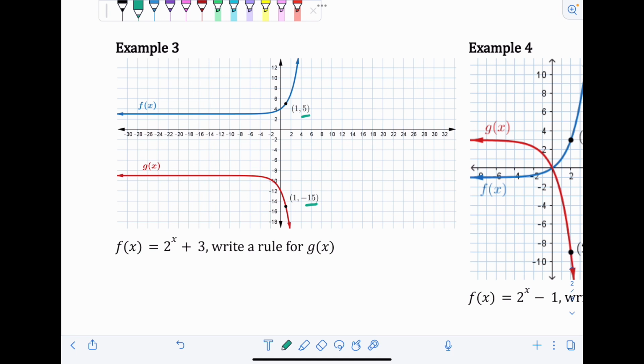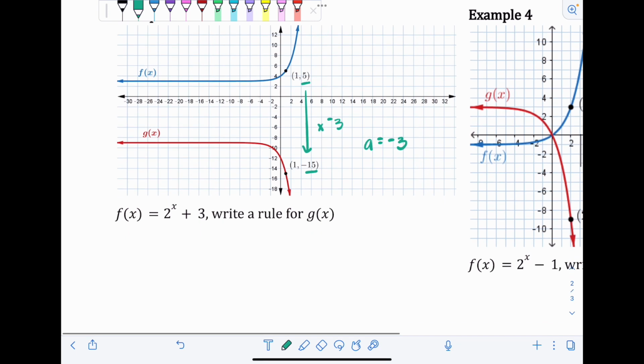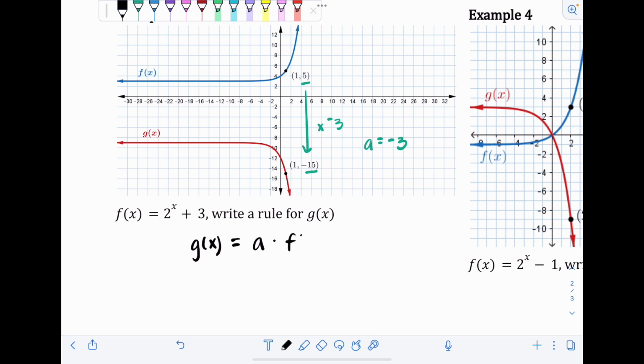We just have to figure out what the scale factor is that's getting us from that y-coordinate of 5 to negative 15. To get from 5 to negative 15, I have to multiply by negative 3. So I can just say a equals negative 3, and that's going to be enough to help me set up my function. I'll treat this the same way and write the function notation first. So it'll be g of x equals, and when we have a vertical stretch and/or a vertical reflection, that looks like a times f of x.